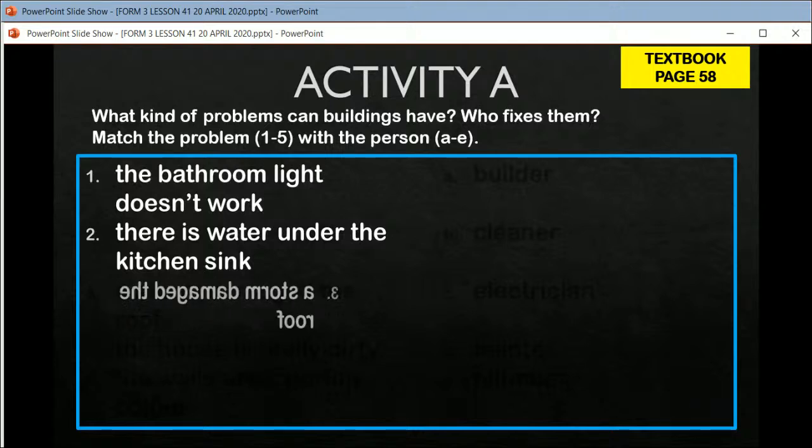Okay, what about if there is a storm that damaged your house roof? Yes, dear, the plumber will fix water under the kitchen sink. Good, dear. Right, Hezzy. All right, you want to find a builder. Yes, Sarinia and Zinyin. Yes, a builder. Right. Okay, builder.